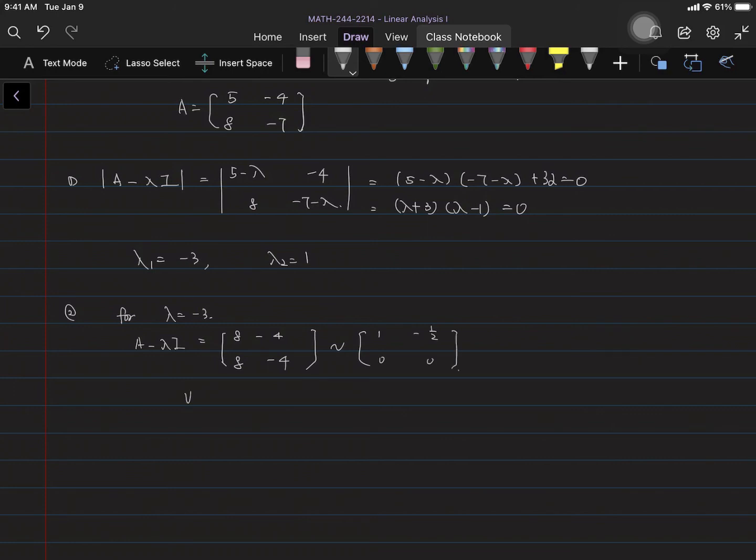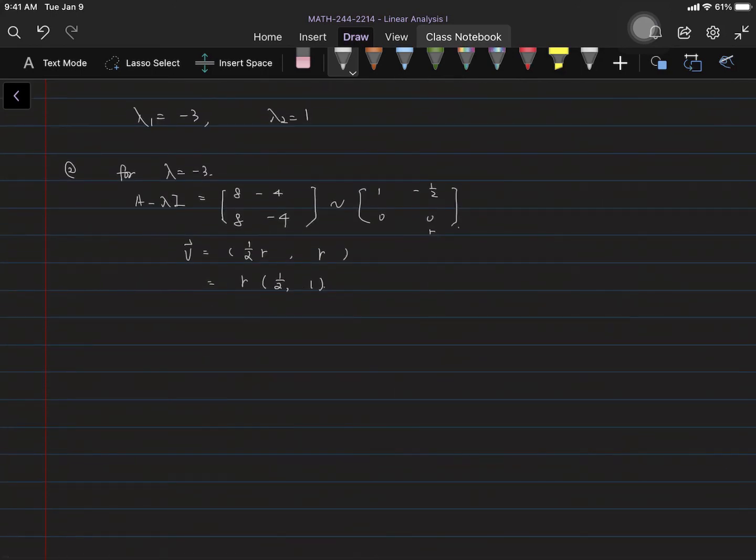Let's write down the eigenvector. The second component should be a free variable. We can call it r, t, s, whatever you like. So I'm going to call it r. And V1 should be positive 1/2 r. If we factor the r out, it's going to be r times 1/2, 1. So this is the eigenvector. Right now, everything is the same as before.